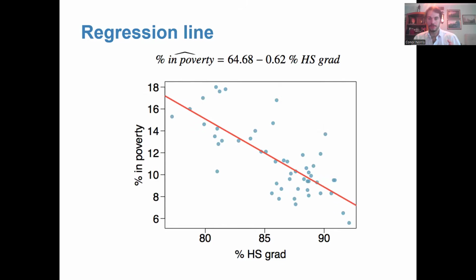We can put the slope and the intercept together, creating a least squares line. So our least squares line here is the percent in poverty equals 64.68 minus 0.62 times the percent of high school graduates. That's the line that best fits our data using the least squares criteria.